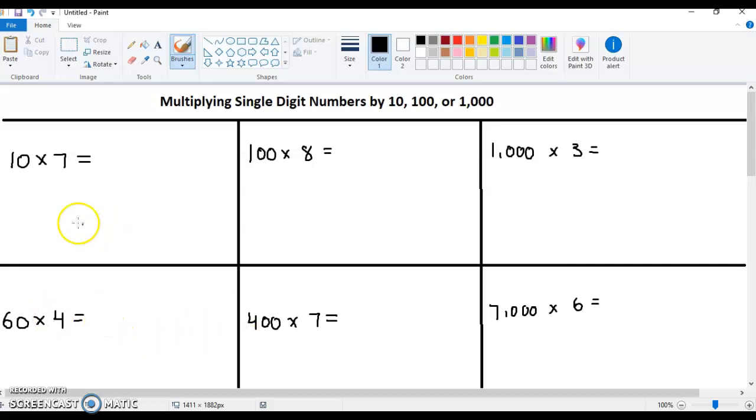So for example, if we start with 10 times 7, a lot of you already know your multiplication fact, and you know that 10 times 7 is 70. Because basically what you're saying is you have the number 10, 7 times. So you take the number 10 and you add it 7 times, or you skip count by tens. 1, 2, 3, 4, 5, 6, and 7 would be 70. Or you could skip count: 10, 20, 30, 40, 50, 60, and 70.